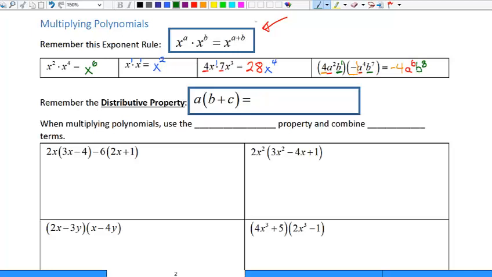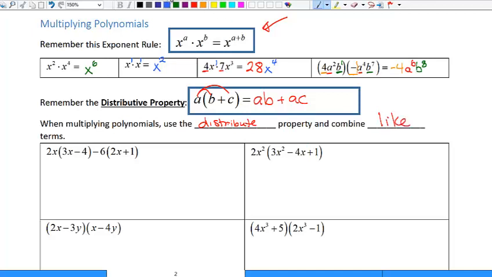Next, remember the distributive property. So I have a times the quantity b plus c gets me a times b, the first term, plus a times c, the second term. This is the distributive property. So when we multiply polynomials, you need to use the distributive property to get rid of any parentheses, and then I want you to combine like terms.